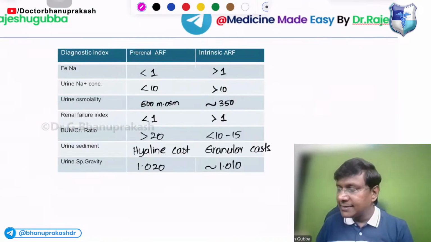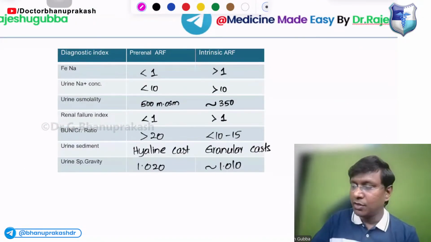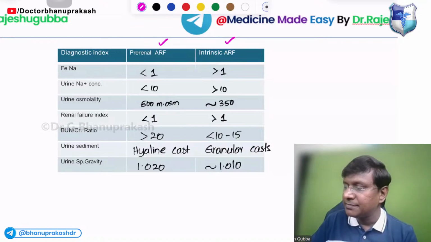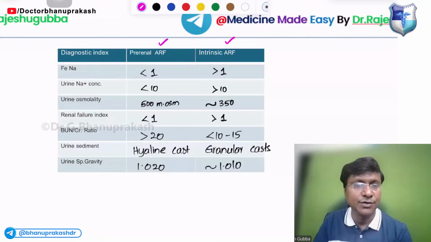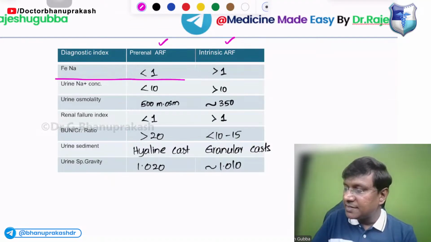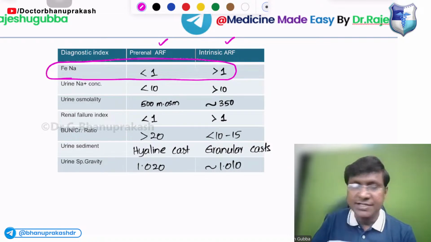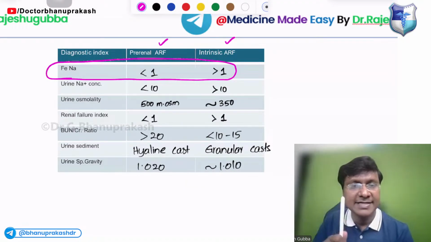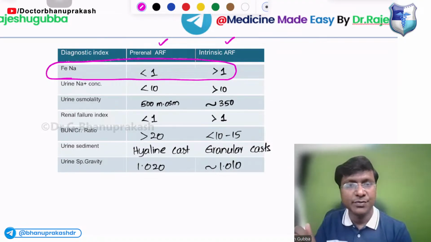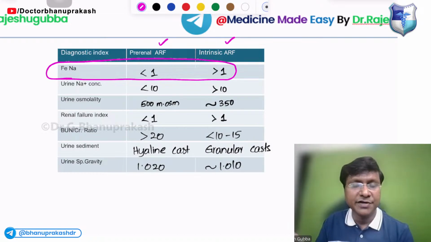Then, followed by that, you should be completely aware of how to differentiate pre-renal from the intrinsic type of renal failure. A very, very important parameter is this one: fractional excretion of sodium in pre-renal will be less than 1 and in intrinsic renal will be more than 1. This is what you need to remember, how to differentiate these two.